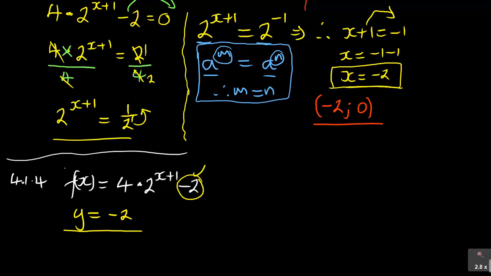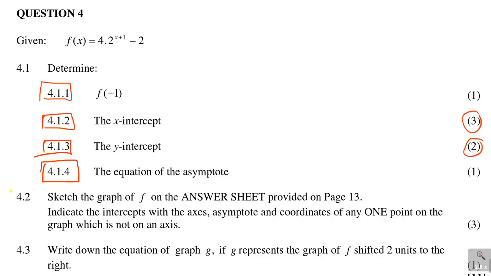I will show you further whenever it comes to question 4.2. Actually, look at question 4.2. They say sketch the graph of f on the answer sheet provided on page 13. Unfortunately, I'm not going to use that. I will use my page. Indicate the intercept with the axis, the asymptote. So we are going to look now how to ensure that you do this part. To indicate the intercept with the axis, number 1, the asymptote, number 2, coordinates of any one point on the graph which is not on the axis, that's number 3. So you need to meet all these conditions.